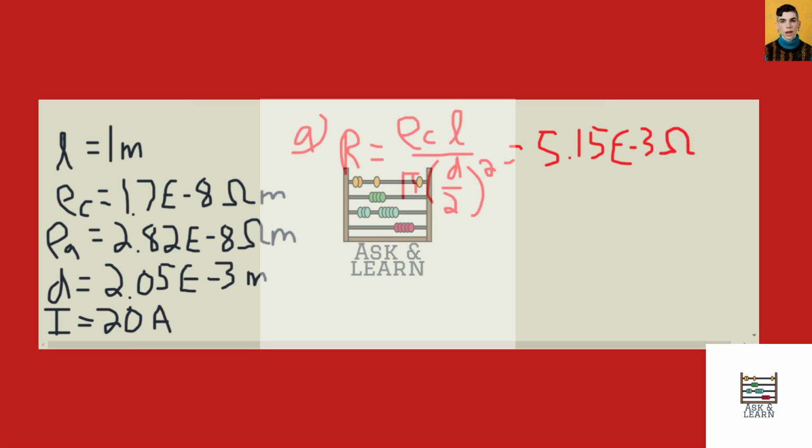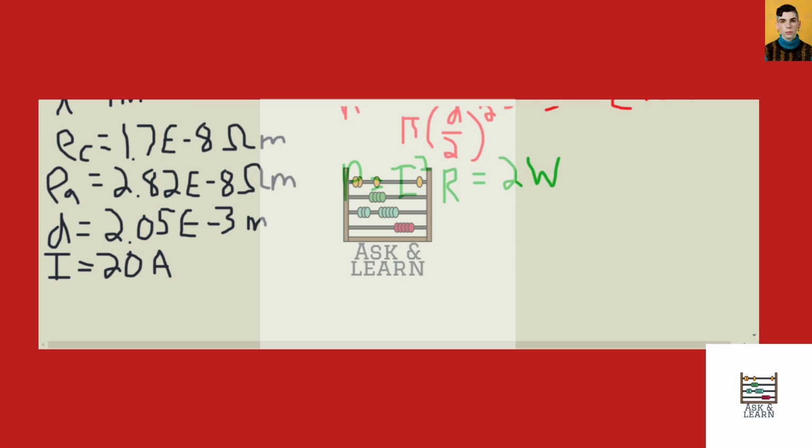Now we can use that resistance to find the power. So we have P equals the current squared times R. We already know the current is 20 amps, and we just found the resistance. So here the power is 2 watts.